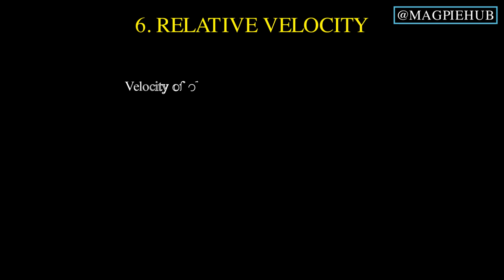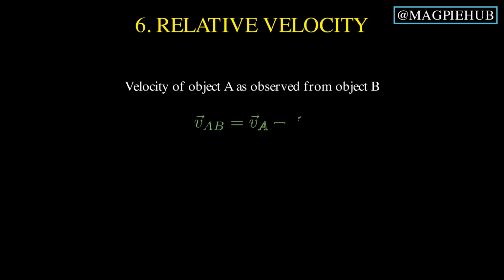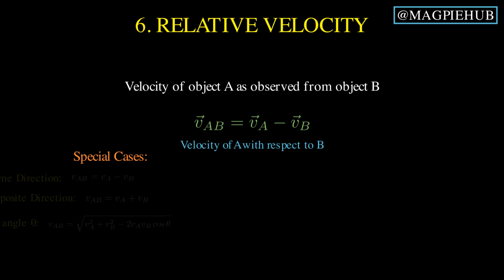Relative velocity is the velocity of one object as observed from another moving object. The formula is simple. Velocity of a with respect to b equals velocity of a minus velocity of b. Remember, it's always the velocity of the first object minus the velocity of the observer. For same direction, subtract the velocities. For opposite directions, add them.